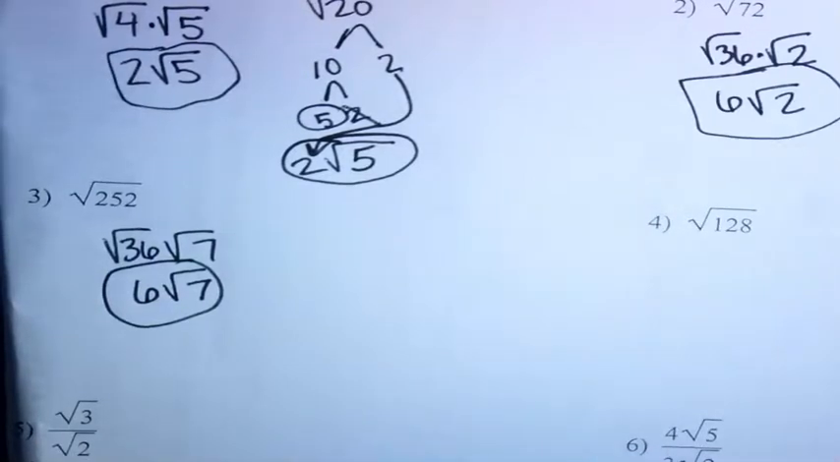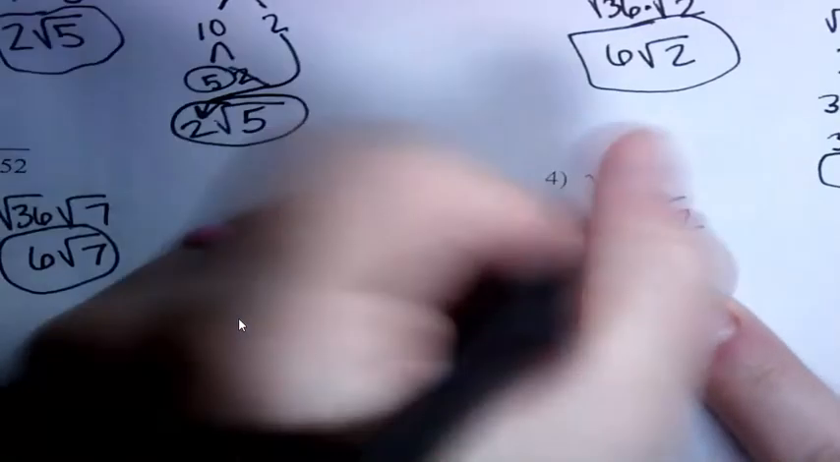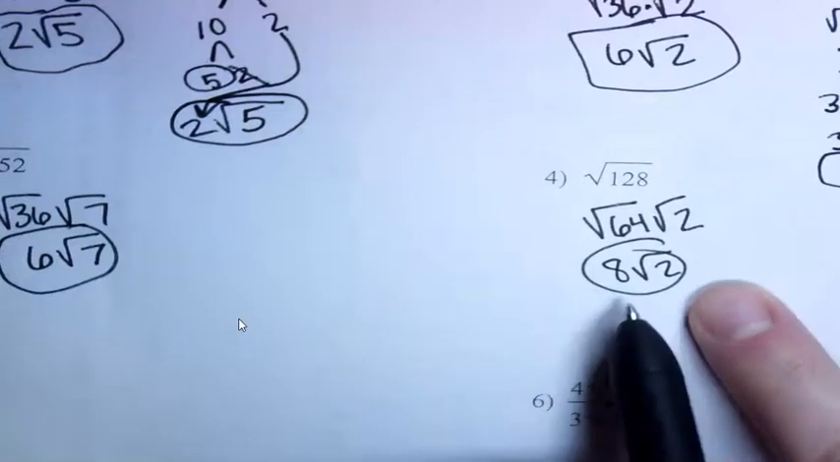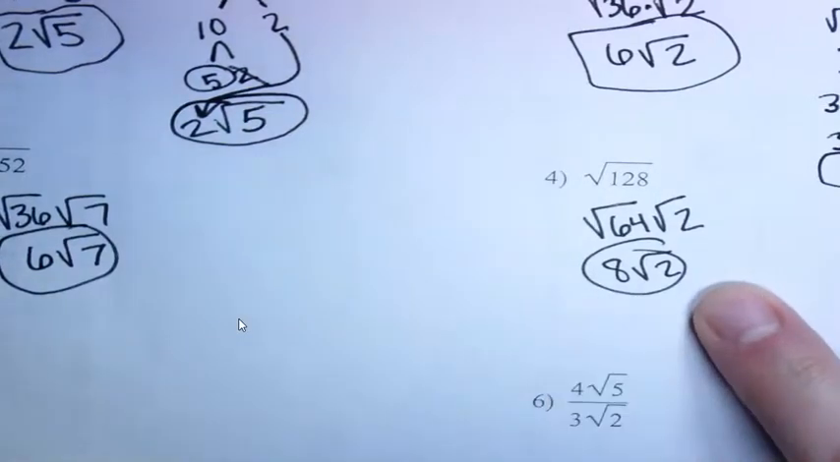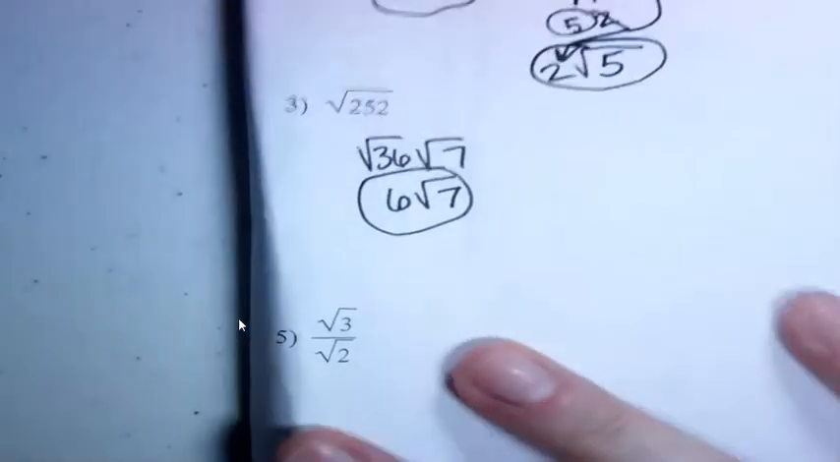Alright, I'm going to pause this. I want you to solve for this one. And then, if you simplify 64, you get 8. Make sure you do 8 outside the square root. There's no square root there. It is gone. So it's 8 square root 2. That's your final answer. Alright, moving on to number 5.